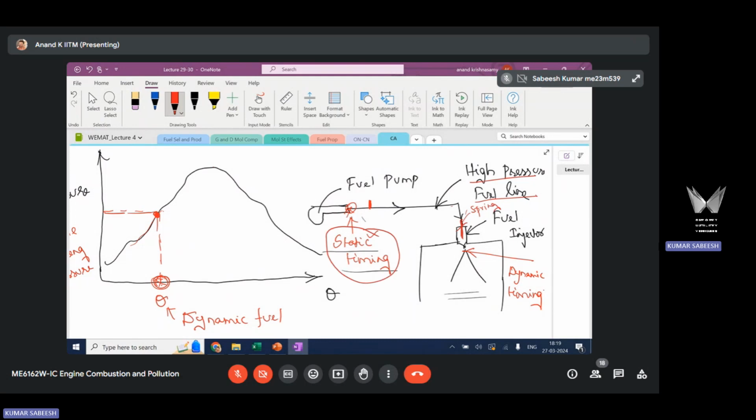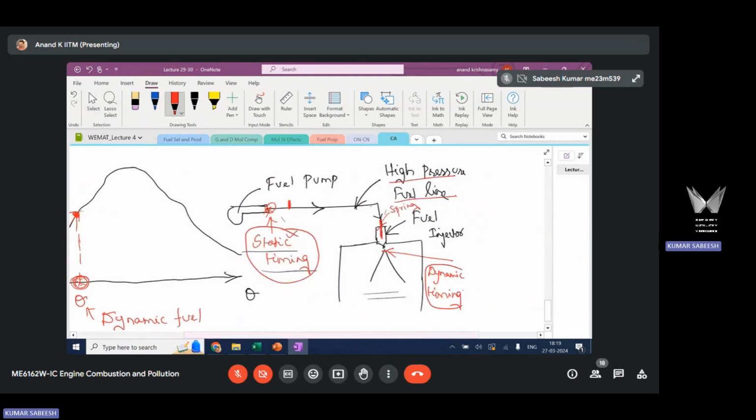There is another timing which is called dynamic injection timing. This is the time at which the fuel is delivered into the engine cylinder. So the needle will lift and deliver. The point of delivery of fuel into the engine cylinder is the dynamic timing. So there is some time lag between static and dynamic timing. This is what we need to note down here.